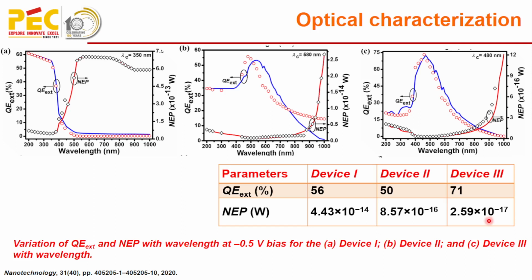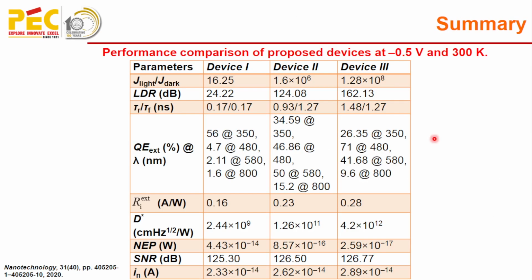Device 3 shows the better quantum efficiency and noise equivalent power. The minimum noise equivalent power shows that the photodetector is more sensitive, and device 2 has the low quantum efficiency due to the indirect band gap of the silicon. So these are the performance parameters which I obtained at a reverse bias of minus 0.5 volt and 300 Kelvin.